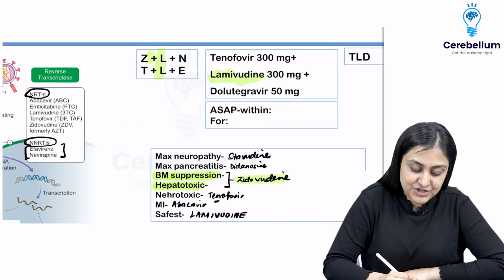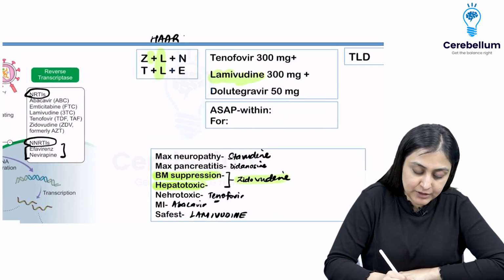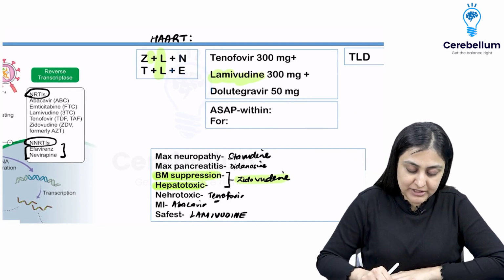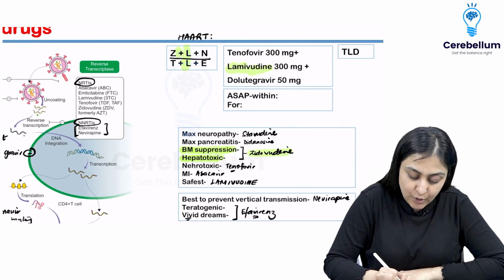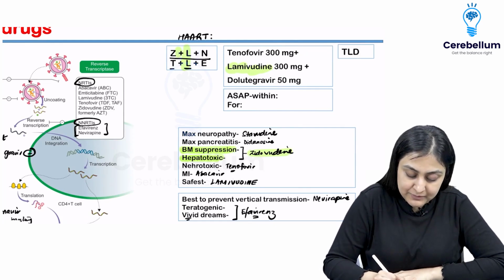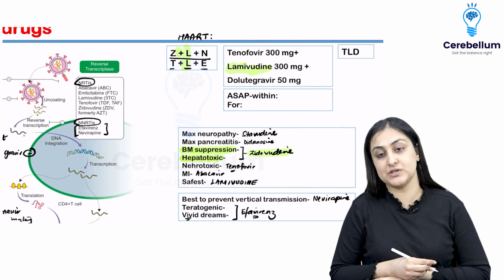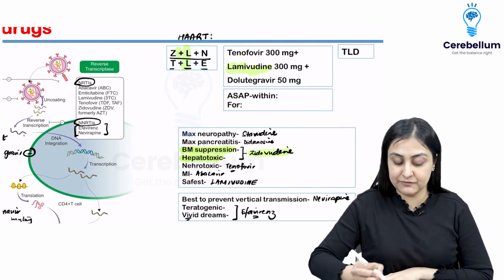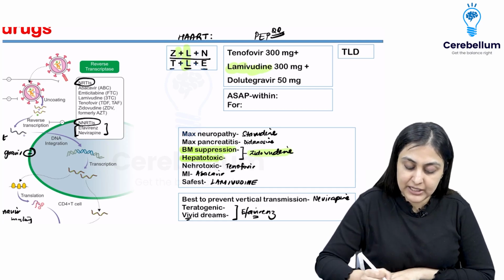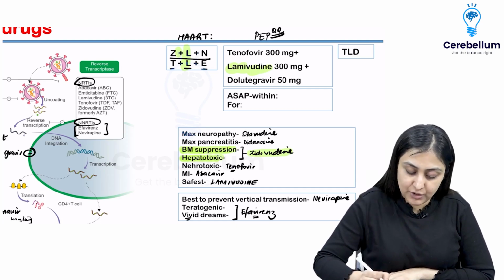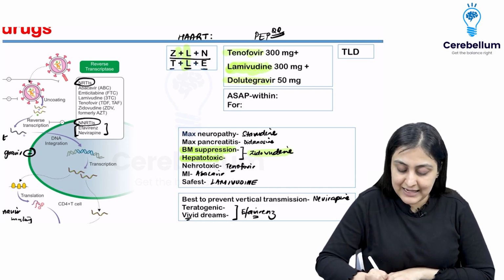Now for HAART, the newer guidelines say these are the combinations. So you give zidovudine, lamivudine with nevirapine, or you can do tenofovir with lamivudine with efavirenz. Alright, so these are the two combinations that could be given for post-exposure prophylaxis. Very important. You have TLD. So tenofovir, lamivudine and dolutegravir.